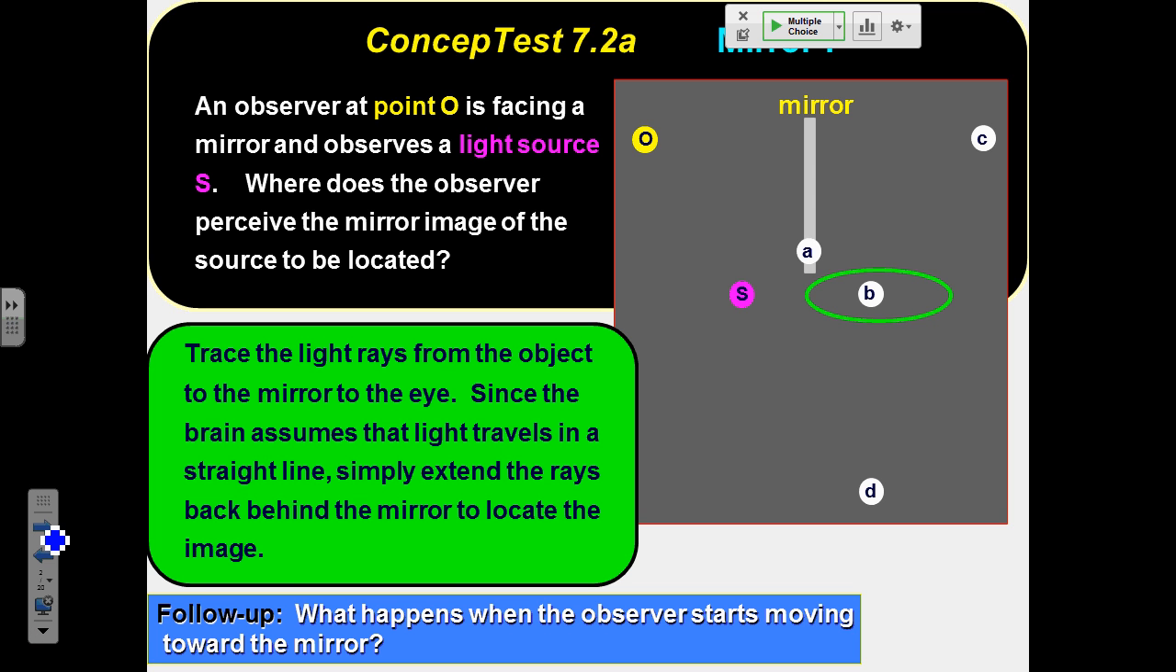If the observer starts moving towards the mirror, nothing happens, right? The image always stays where it is. It doesn't move around.